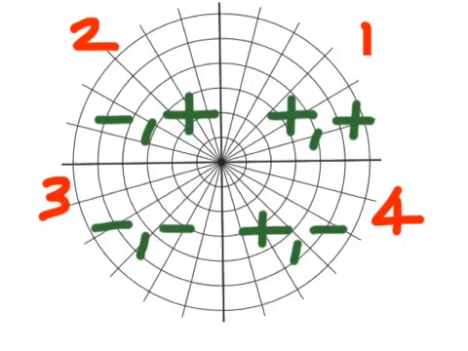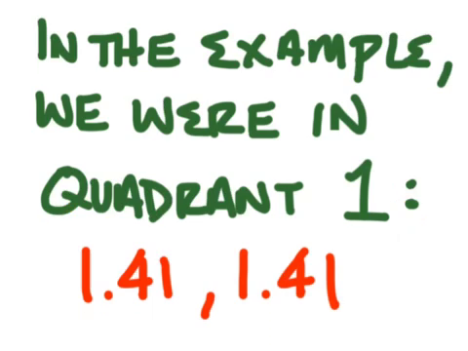These will always be the case, regardless of the signs of the answers that you come up with. This will always be the case. We were in quadrant number 1, so therefore our answer is plus plus. 1.41, 1.41. Those are the rectangular XY coordinates for the answer.